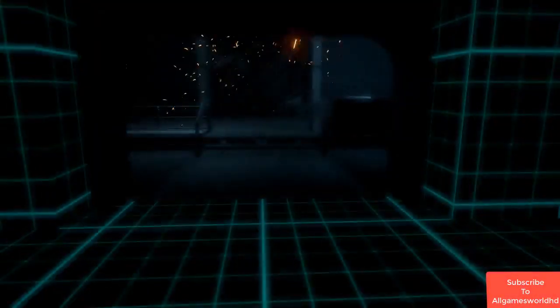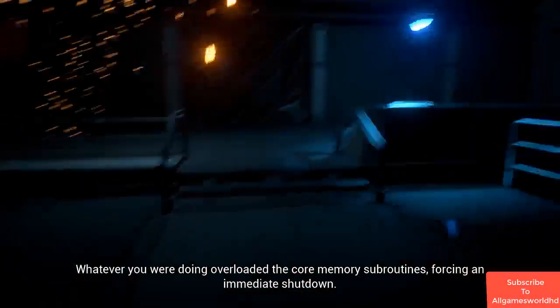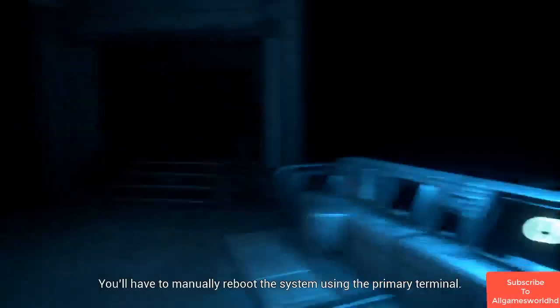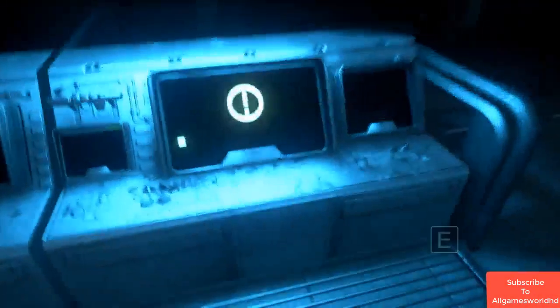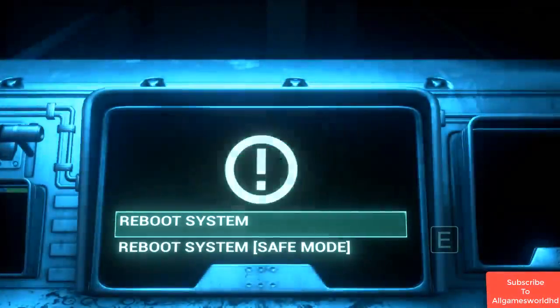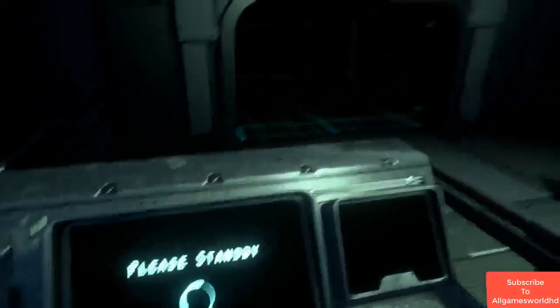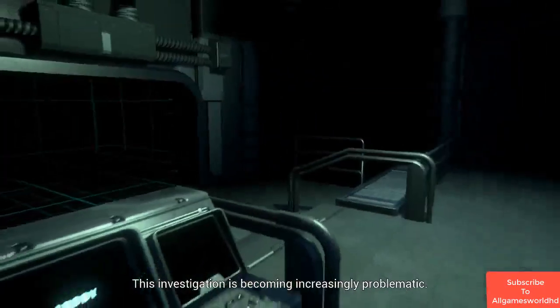Are you okay? Whatever you were doing overloaded the core memory subroutines, forcing an immediate shutdown. You'll have to manually reboot the system using the primary terminal. Rebooting. This investigation is becoming increasingly problematic.